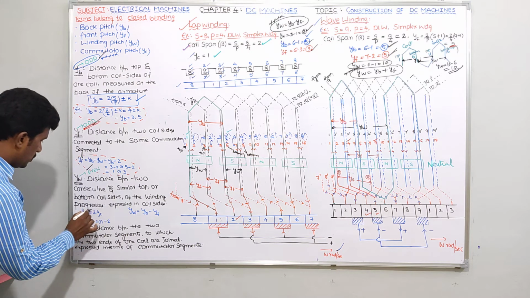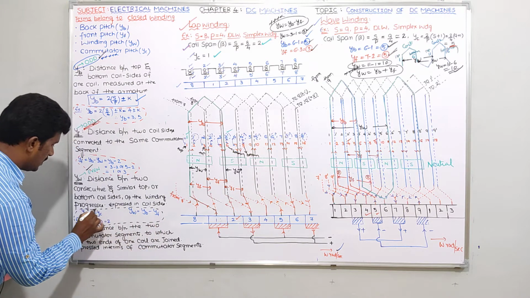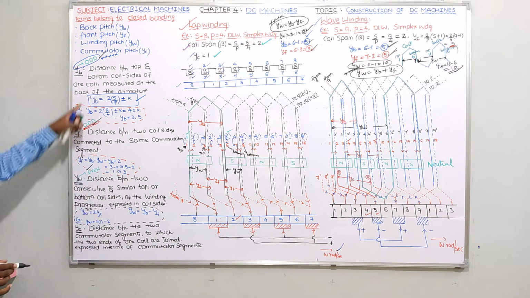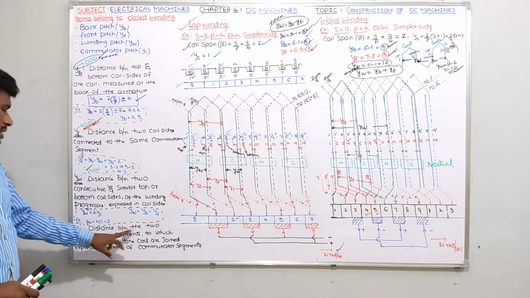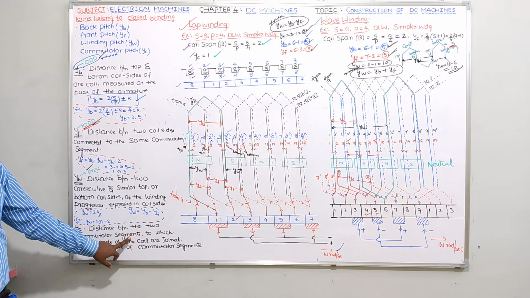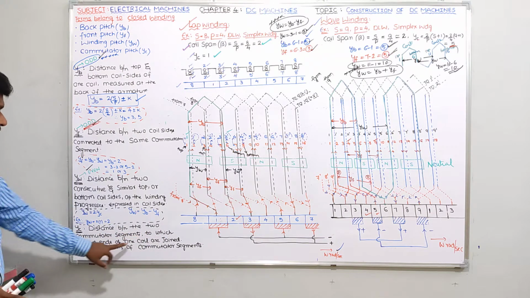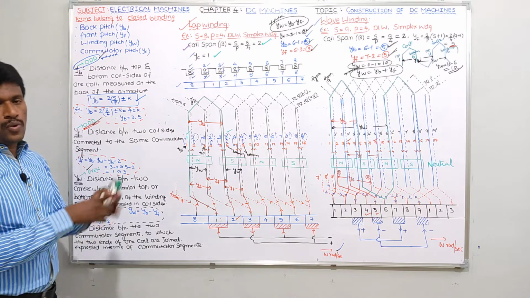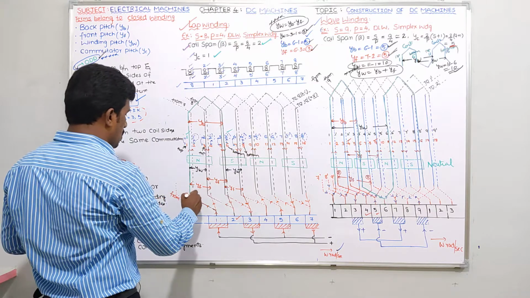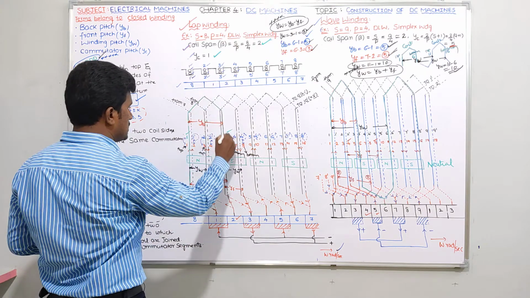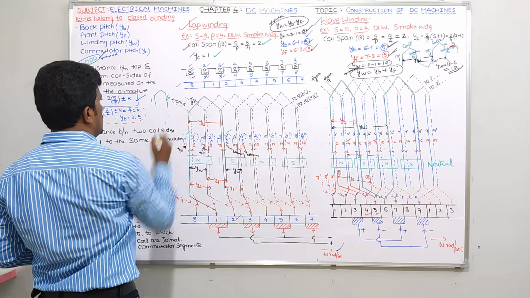As I told you, this portion we'll see. Let me complete this commutator pitch first, then I'll come to these portions. So what about the commutator pitch, guys? Commutator pitch, very simple: the distance between two commutator segments to which the two ends of one coil are joined. If you take one coil, for example in this lap winding, I already told you 1 and 6 is one coil. From 1 to 6, that is one coil.